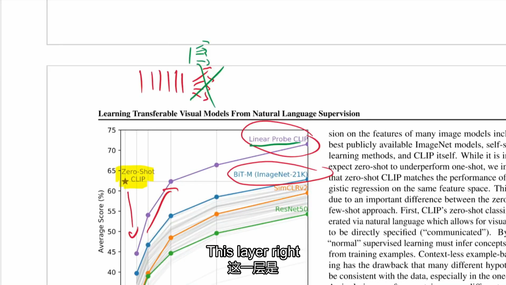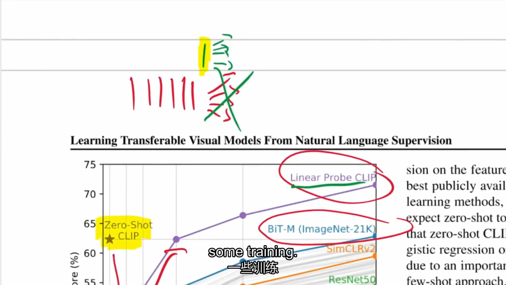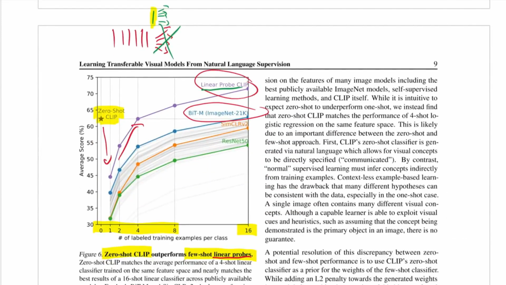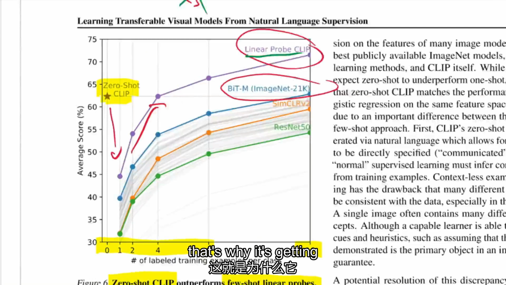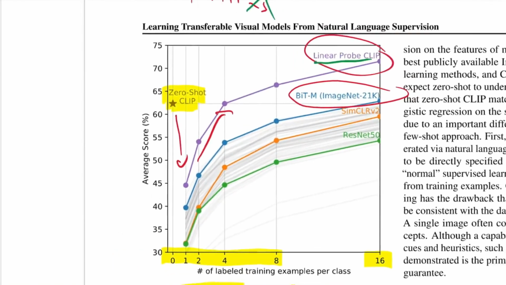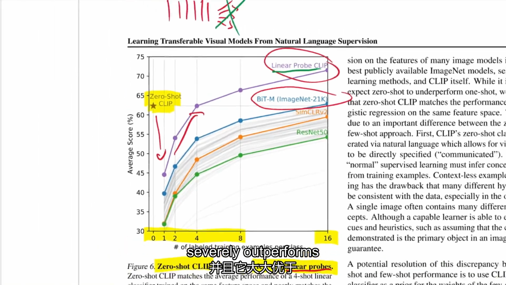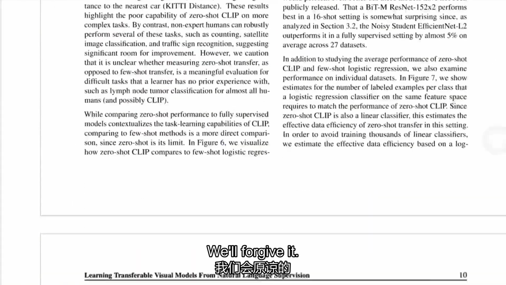And of course, this layer right here is initialized randomly, and it's going to require some training, and maybe one example per class isn't enough. It's just going to pick up on some spurious correlation in the feature, and that's why it's getting worse initially. But it recovers at 4 examples per class, and it severely outperforms the other models, so we'll forgive it.